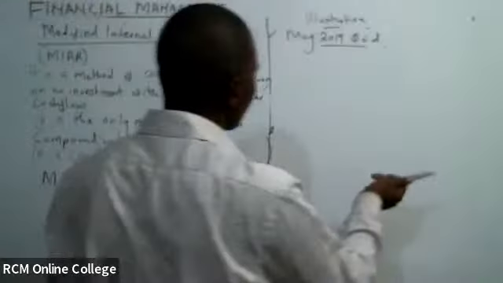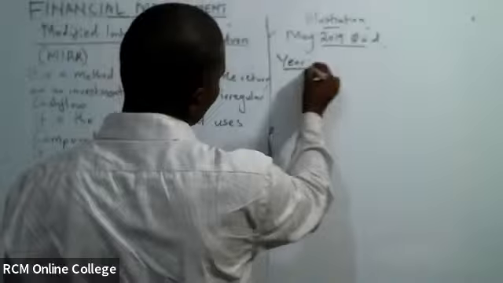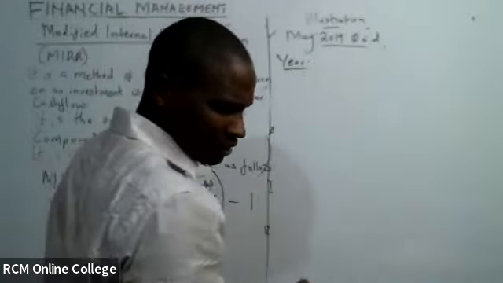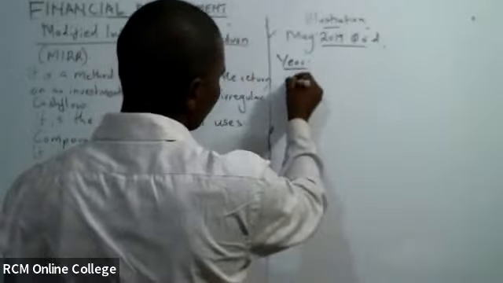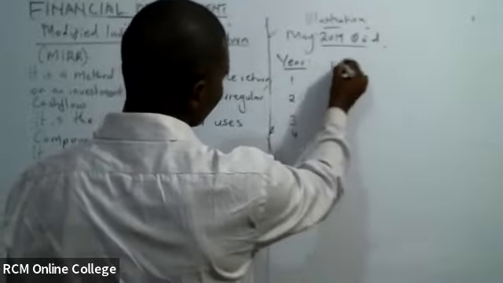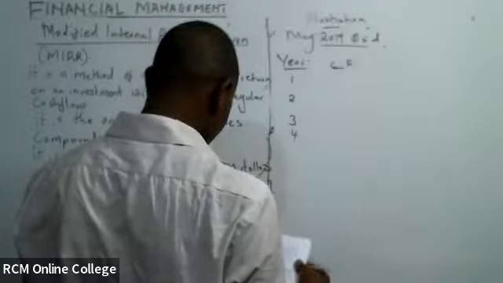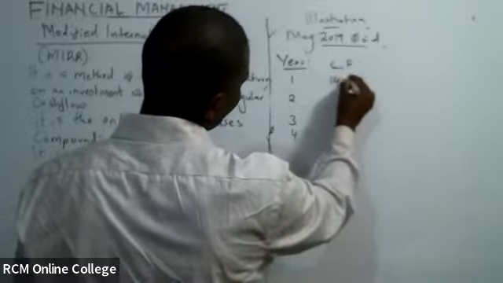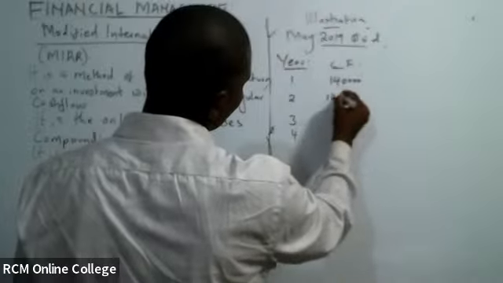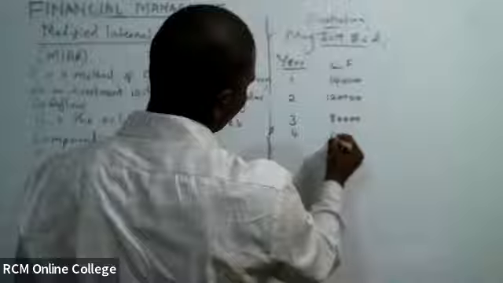So to solve this, we compound the cash flows. Who can remind us the compounding formula for irregular cash flow? For irregular cash flows, how were we compounding? We have 140, 120, 80, and 60.